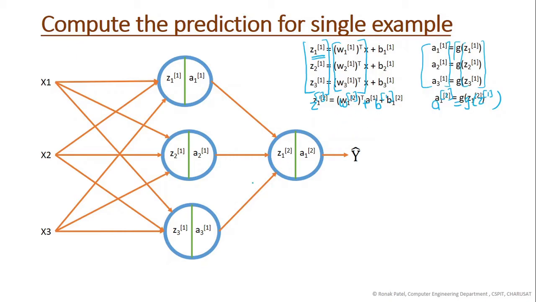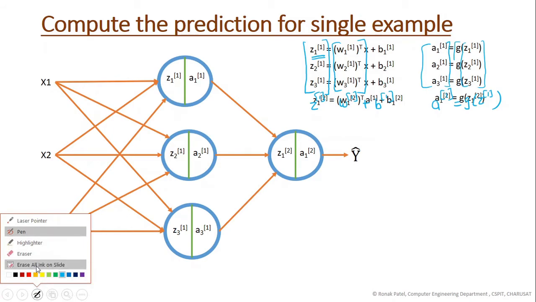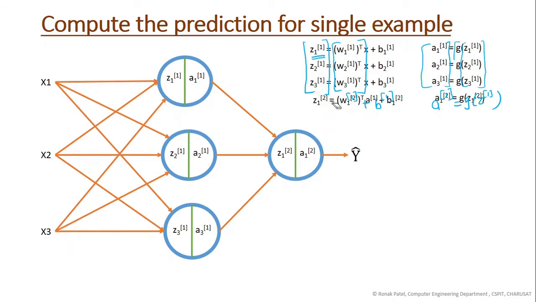Now your second layer is this. So now you understand that. Second layer, Z12, and there is only one neuron, so you can write Z12 or Z2 as well. The same way, W12 transpose A1 plus B12. Here, as we have only one neuron, you can skip this as well.